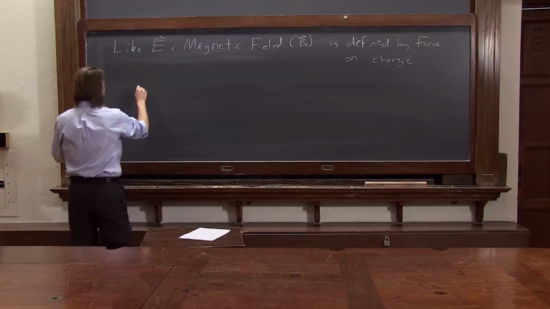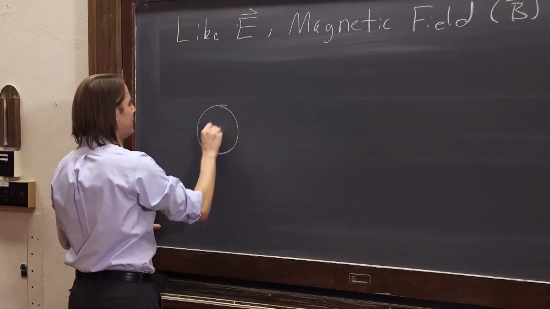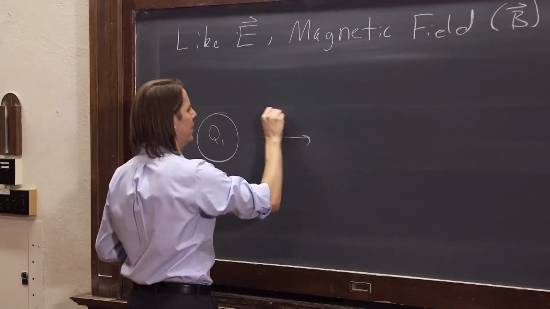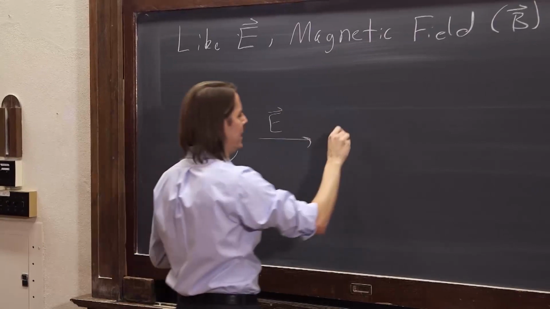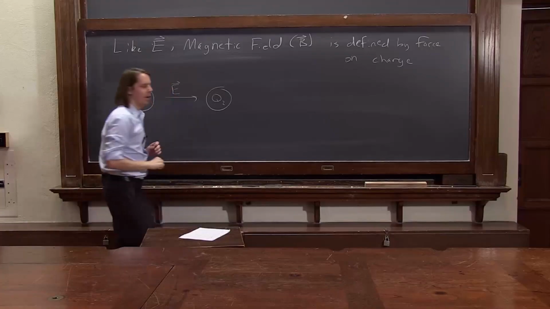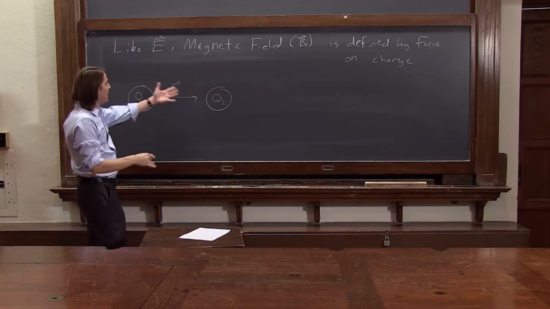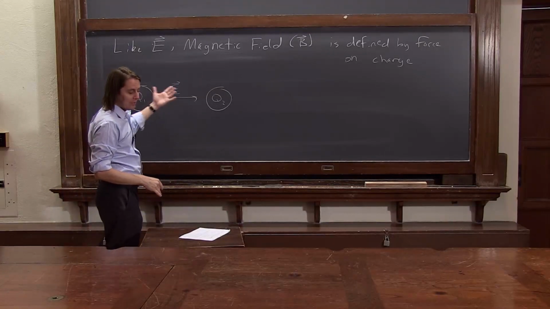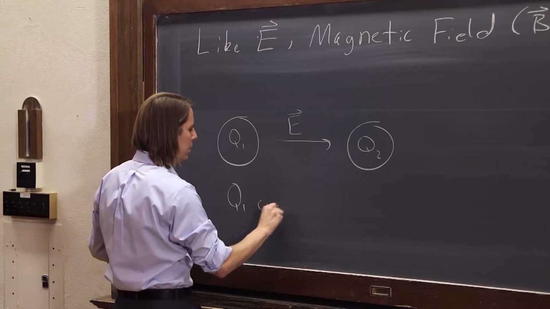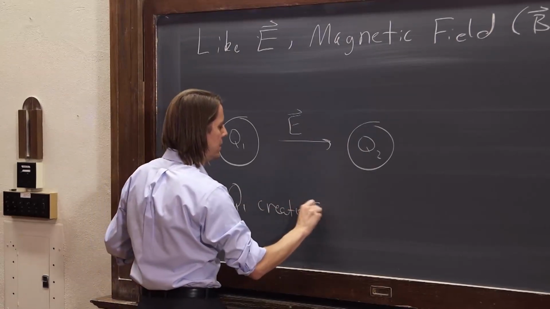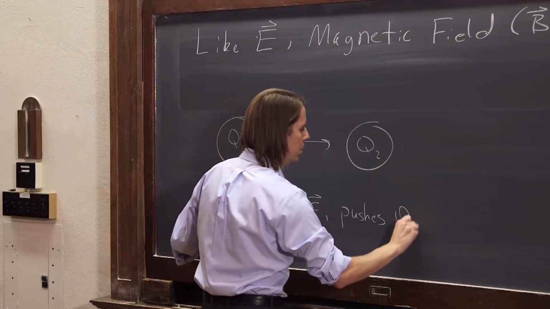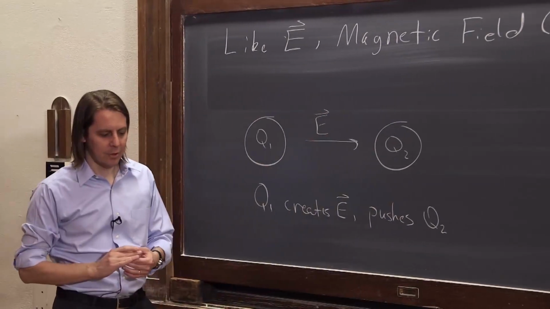So let's think back a little bit to our electric field. Very straightforward idea. This charge creates an electric field and uses that electric field to create a force on this charge. And really just the electric field was something we made up as a way to describe the force. So Q1 creates E and then pushes Q2. And that's pretty much it.